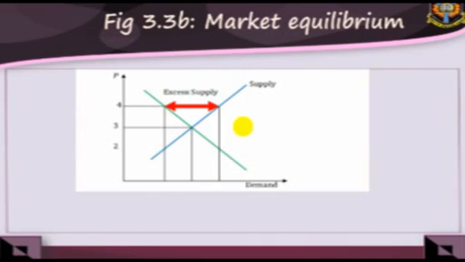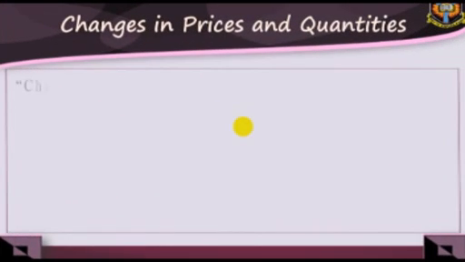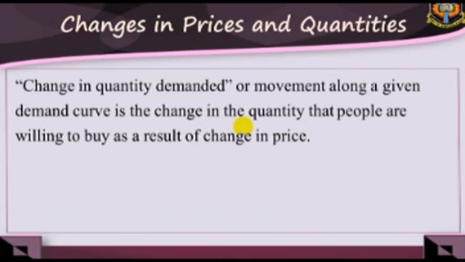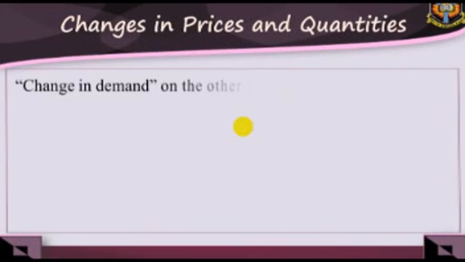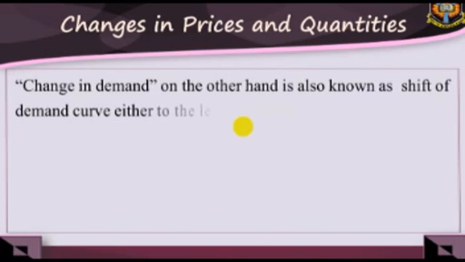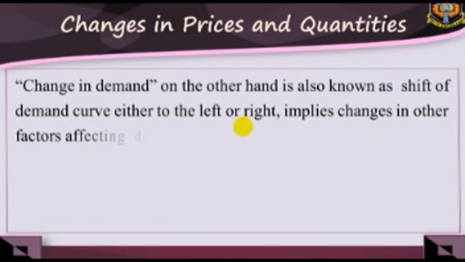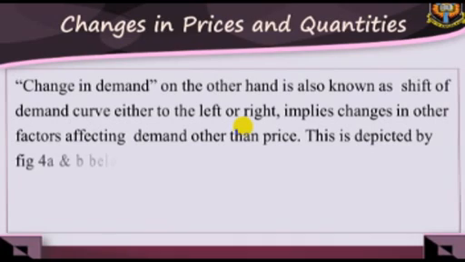Let us distinguish between the meaning of the seemingly similar expressions of change in quantity demanded and change in demand. Change in quantity demanded means change in the quantity that people are willing to buy, that is, due to change in price. For instance, figure 3.4a depicts changes in the quantity demanded that are due to changes in the price of the good. When the price falls from 5 naira to 4 naira, the quantity demanded rises from 2 to 4.